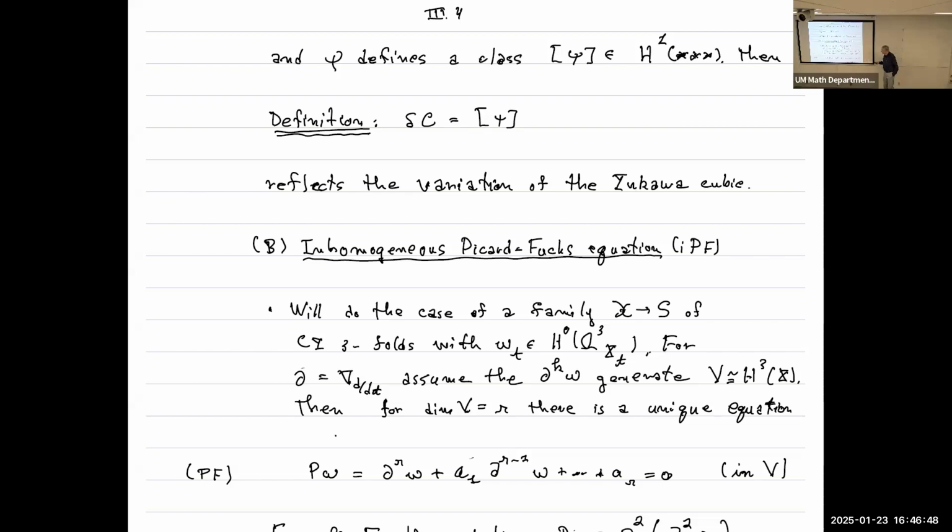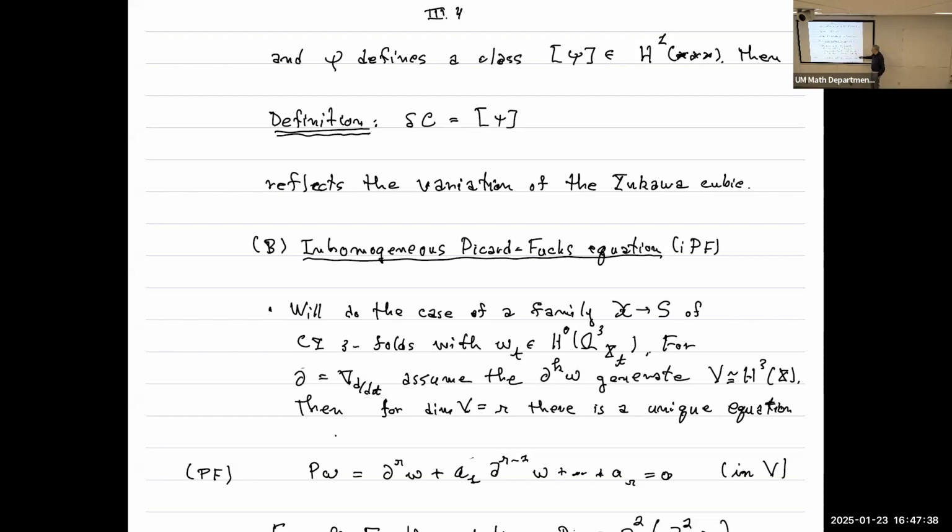So turning to the inhomogeneous Picard-Fuchs equation, I'm going to restrict to the case of Calabi-Yau threefolds here. So we take a family of Calabi-Yau threefolds, and I'll use D to be just a one parameter family for the moment. I'll use D to be the Gaussian applied to d/dt, and assume that the derivatives of the holomorphic differential, you choose a holomorphic differential, non-zero at each point, and just differentiate it. Assume that those derivatives generate all the cohomology. That's usually the case, or frequently the case, and you can always reduce to this situation.